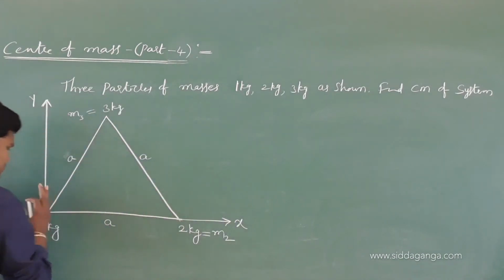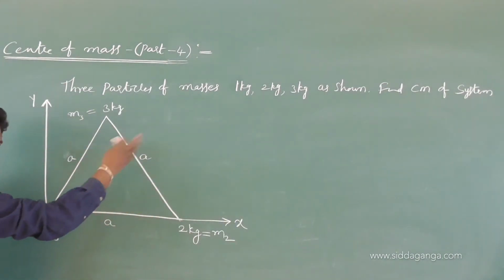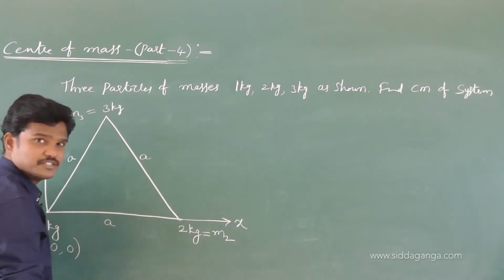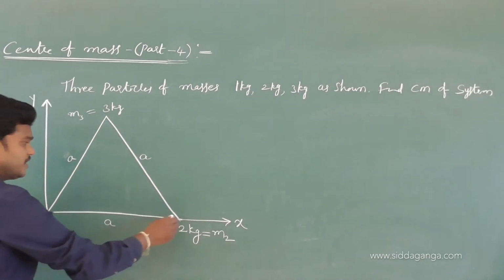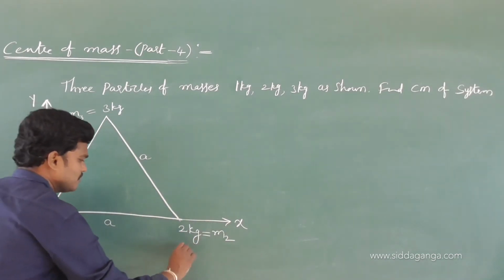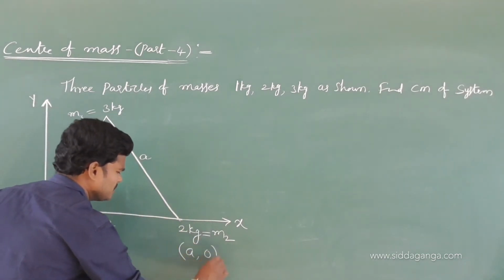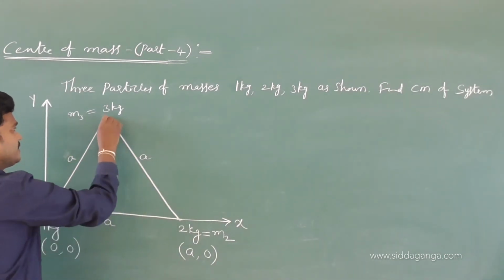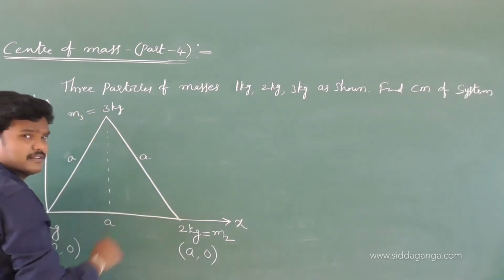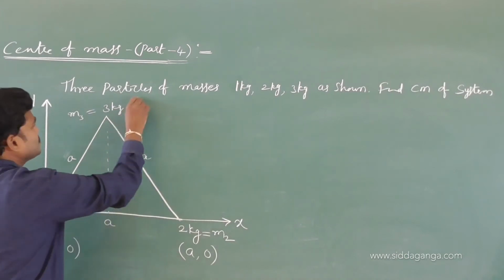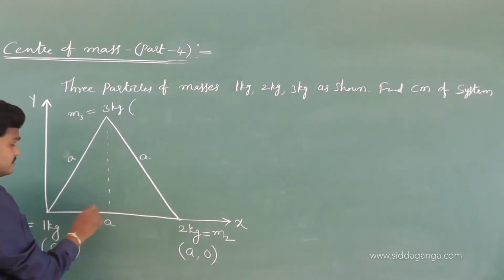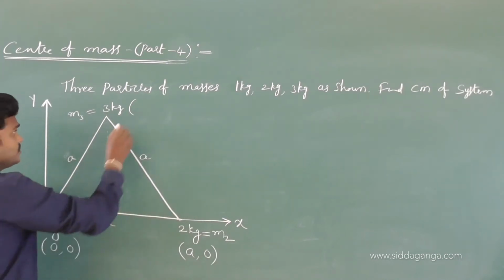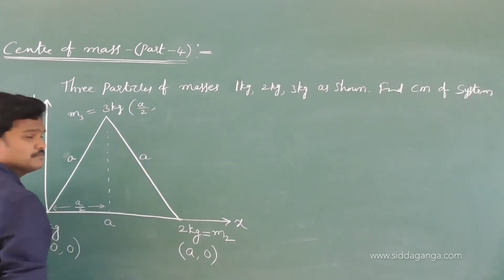So, what are the coordinates? Let us take this as some ABC or OAB, whatever the name may be. Here the coordinates are 0, 0. At the origin the coordinates are 0, 0. Here the coordinates, if it were 1 meter, would be 1, 0, but they gave A, so A, 0. At this one, the 3 kg is in the XY plane. From here to here is A by 2, so the x coordinate is A by 2.